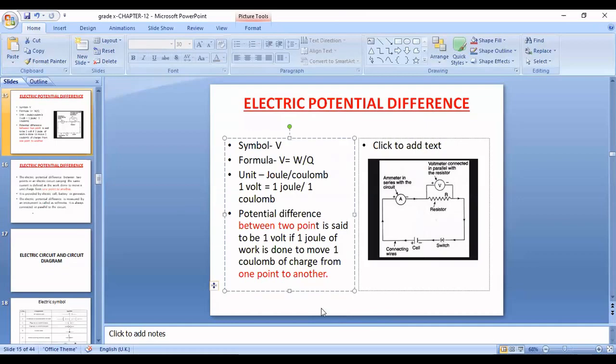Okay, so this was all about electric potential and potential difference. I hope आपको ये समझ में आया होगा. Thank you.